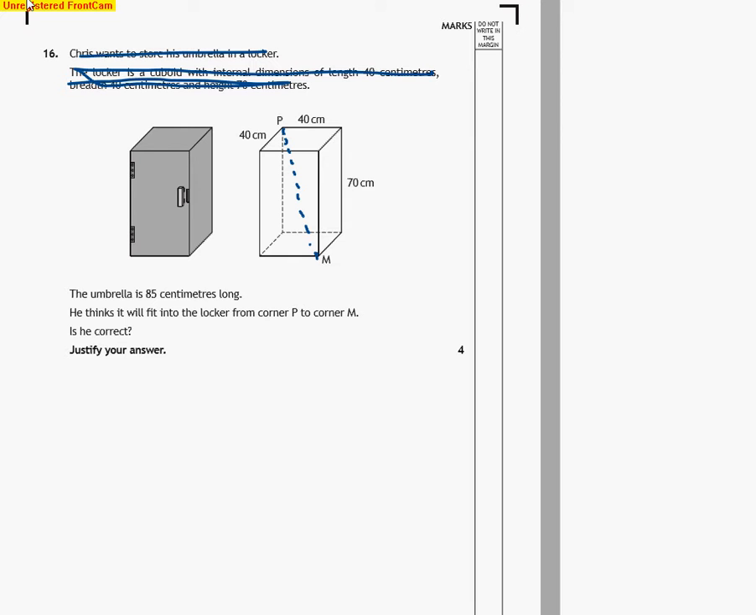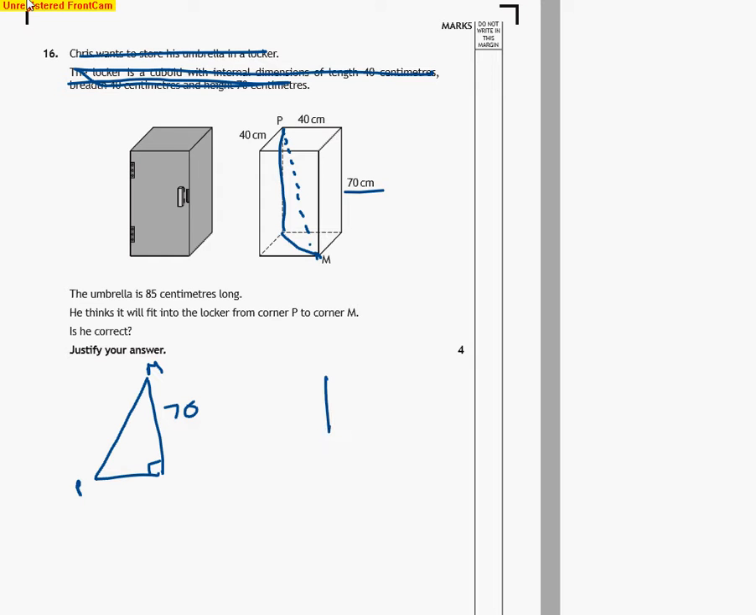So we've basically got a triangle. There's P, and there's M. It's obviously a right angle triangle. There's the base, and there's the height. The height's quite straightforward. It's just 70, because the locker is 70 in height. But the base, we're not really sure about because we're going diagonally along this square.